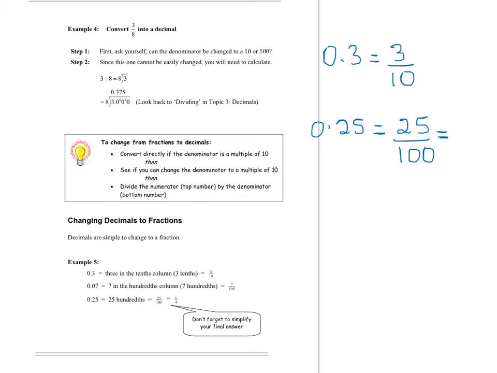And you can see you can divide 5 into both 25 and 100. 5 goes into 25 5 times. 5 goes into 100 20 times, so you've got 5/20. And you should see that that also has another factor of 5, so you will be able to simplify it to 1/4. 5 goes into 5 once, 5 goes into 20 4 times.